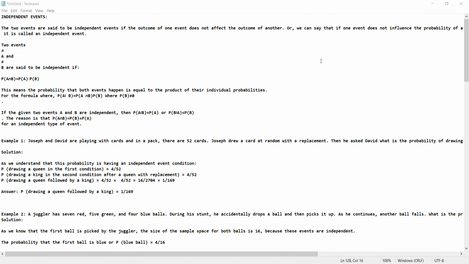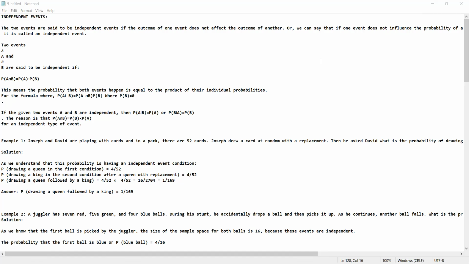So what does independent event mean? The two events are said to be independent events if the outcome of one event does not affect the outcome of another. Suppose there are two events. Already we know that an event is a set of possible outcomes, a set of outcomes in an experiment. So suppose there are two events from a random experiment.